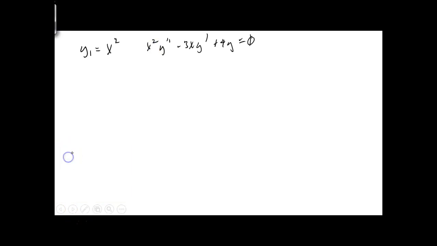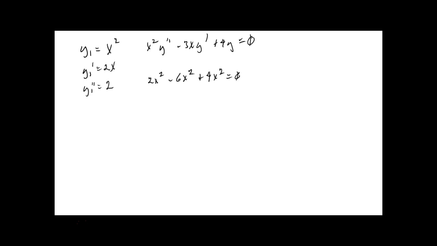Okay, some better anyway. Okay, let's first verify: y1 prime is equal to 2x, y1 double prime is equal to 2. So this would be 2x squared minus 6x squared plus 4 times x squared. 4 times x squared, sure enough, is equal to 0, right? 2 plus 4 is 6, minus 6 is 0. Now we got that. Okay, hope you see, that's a pretty simple differentiation there.